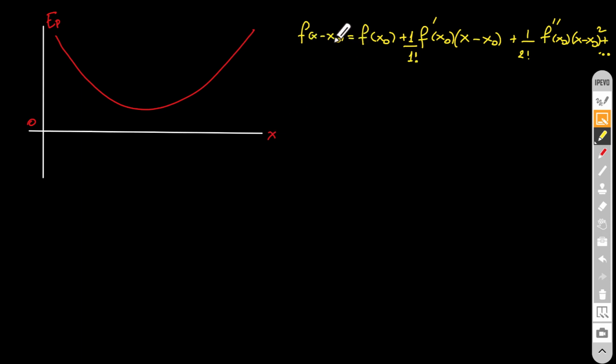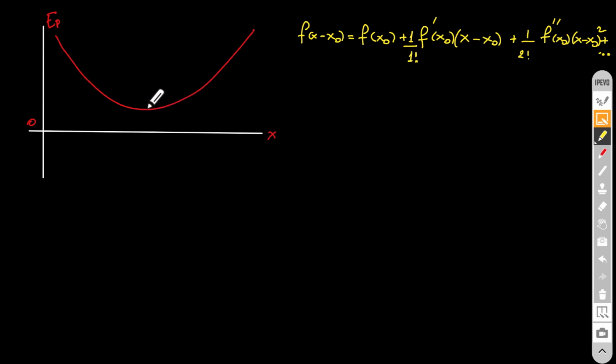Now I've written here the first three terms of the Taylor series, and this is the function f of x, expanded around x naught. It is equal to the value of the function at x naught, plus 1 over 1 factorial, the derivative at x naught times x minus x naught, plus 1 over 2 factorial, the second derivative of the function f at x naught times x minus x naught squared, and the rest of the terms follow. Now this is the application of the Taylor series here.